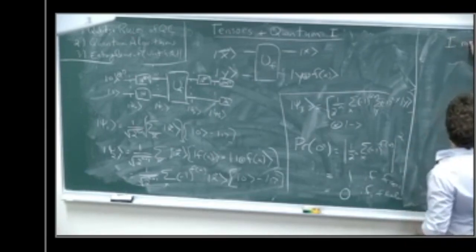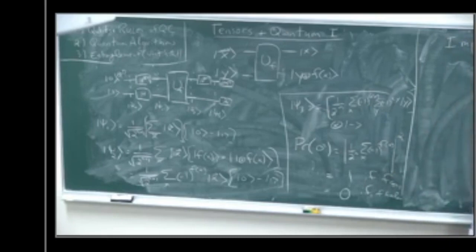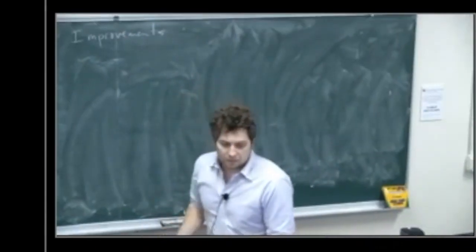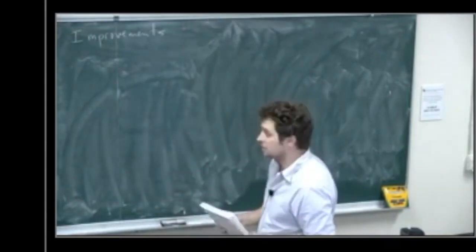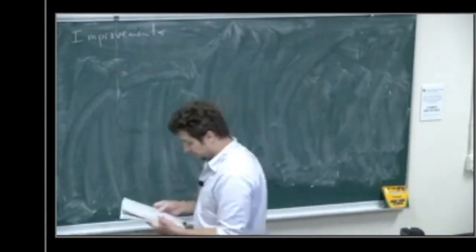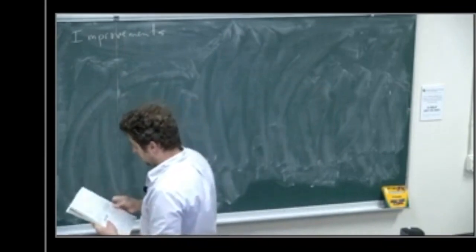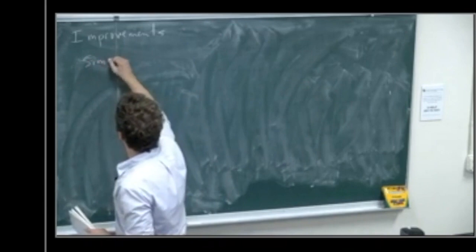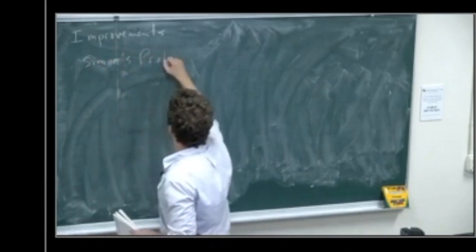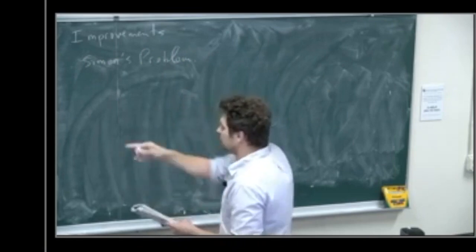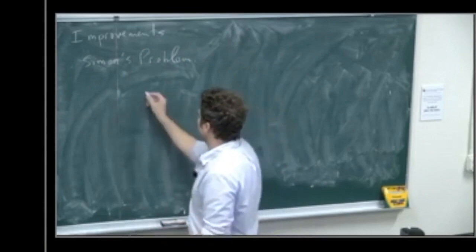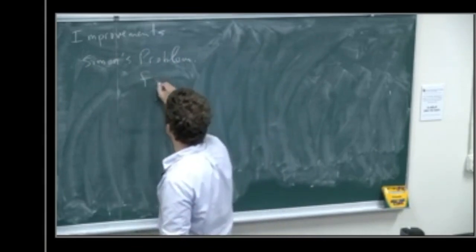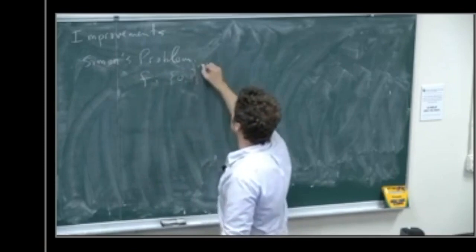So there are many improvements that make us increasingly convinced that actually you can do better. There are problems that quantum computers can solve faster than classical, even exponentially faster. So for instance, Simon's problem. It's a lot like the Deutsch-Jozsa problem, except now you have a function from n-bit strings to n-bit strings.